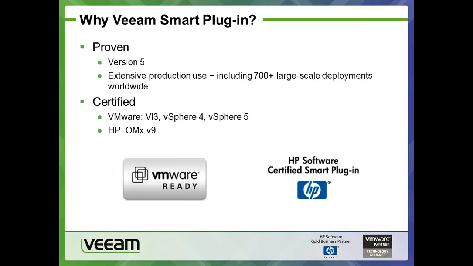As far as the Veeam SPI is concerned, we have a proven architecture using version 5. We're an agentless technology, meaning that you do not have to deploy agents on your guest or your host in order for our solution to work. Extensive production use, which includes over 700 large-scale deployments worldwide. Certifications: as new releases of vSphere come out, we certify our SPI with VMware, and when new releases of HP Operations Manager come out, we also certify our product with them.